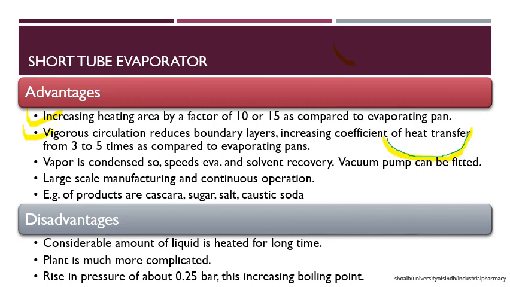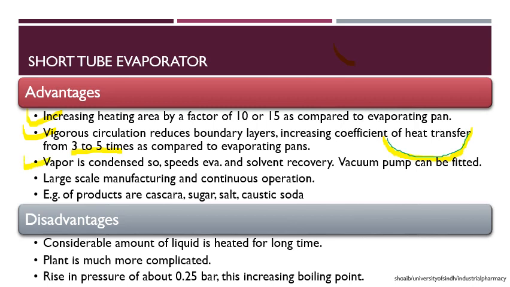Next, the vigorous circulation reduces boundary layers, increasing the coefficient of heat transfer. Now, as you see, there are a number of tubes. The material will be present in thin films. If it is present in thin films, there will be easier movement of heat and a better coefficient of heat transfer, and that may increase from 3 to 5 times as compared to the evaporating pans.